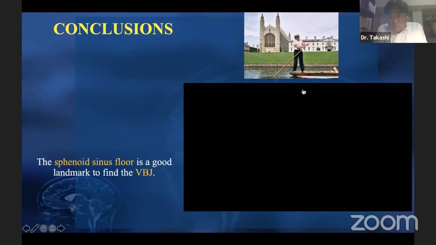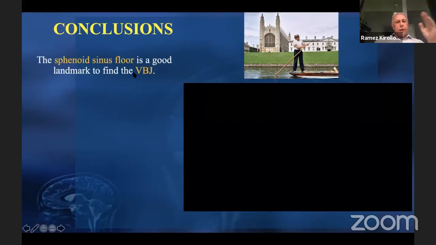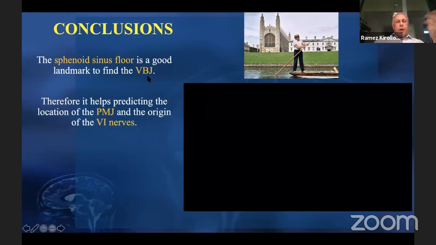So in conclusion, the sphenoid sinus floor is another good landmark to the vertebrobasilar junction, which tells you where you are. If you have a scan that the chordoma is low, then you drill the clivus much below the sphenoid sinus. And also it will help you to identify where the sixth nerve is if it is obscured by a chordoma.